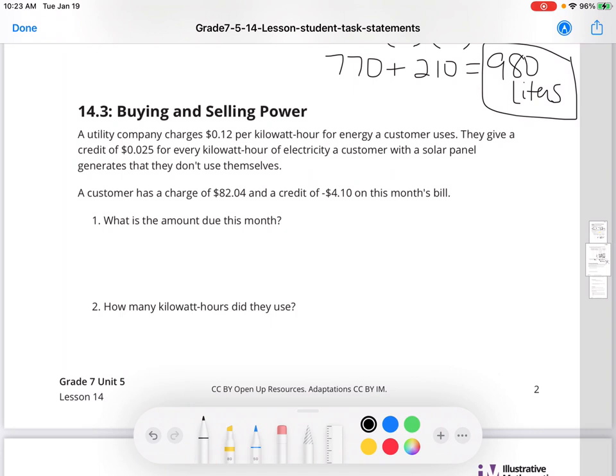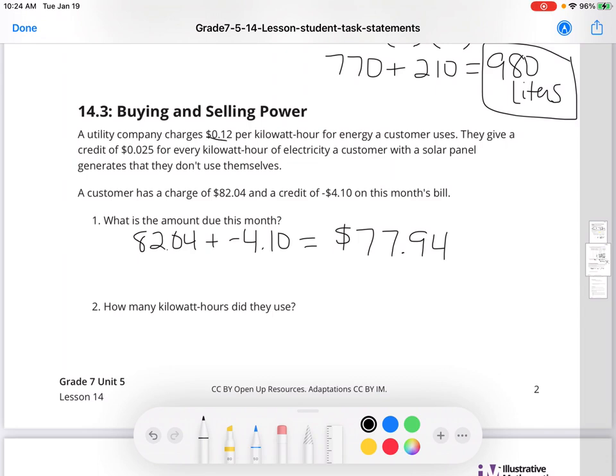On 14.3, a utility company charges 12 cents per kilowatt hour for energy a customer uses. They give a credit of 0.025 cents for every kilowatt hour of electricity a customer with a solar panel generates that they don't use themselves. So if a customer has a charge of $82.04 and a credit of negative $4.10 on this month's bill, what would be the amount due this month? So we know they have a charge of $82.04 plus a credit of negative $4.10. So that means the amount due this month would be $77.94.